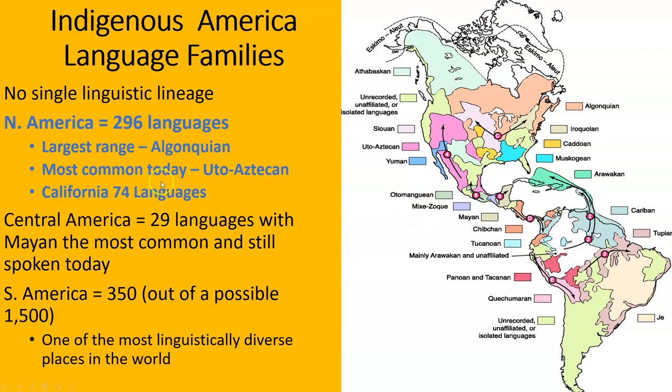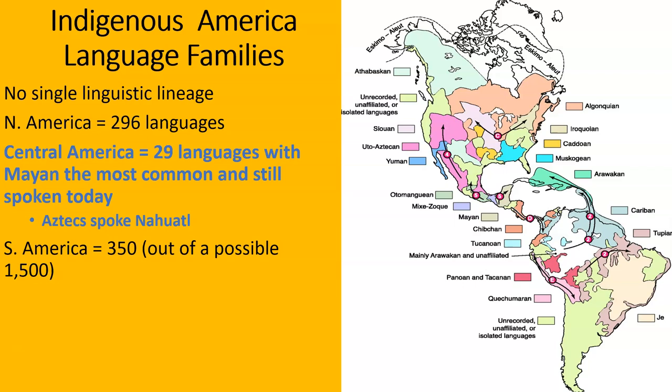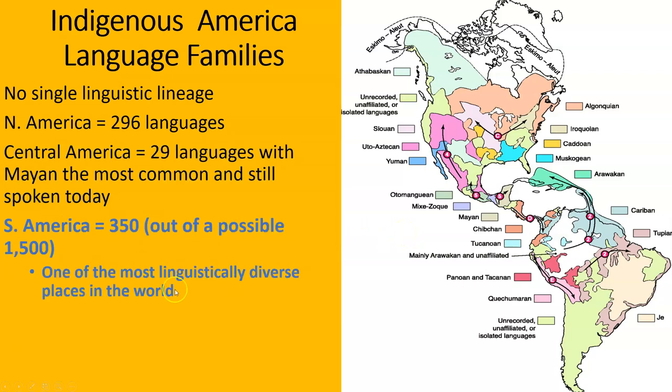In California alone, there are 74 different languages, and I think that expresses the ability of people to grow and live in the California region. It's always been very fertile, very welcoming and hospitable to humans, today as well as in the past. In Central America, Nahuatl is still the most spoken language. There are about 29 languages. Mayan is still spoken today, but Nahuatl is what the Aztecs spoke, which is a Uto-Aztecan language.